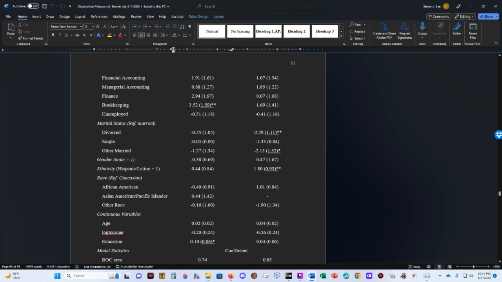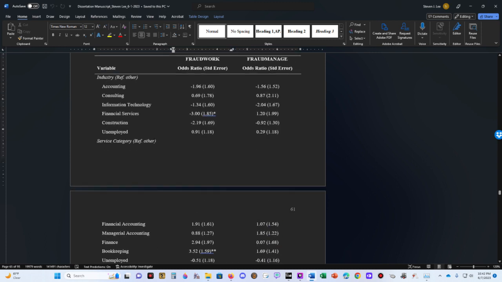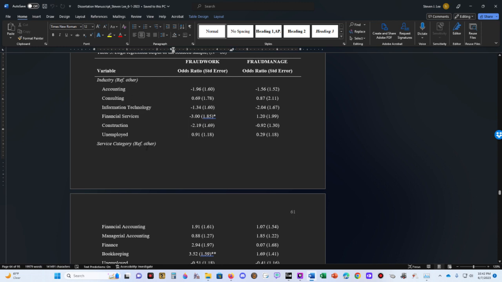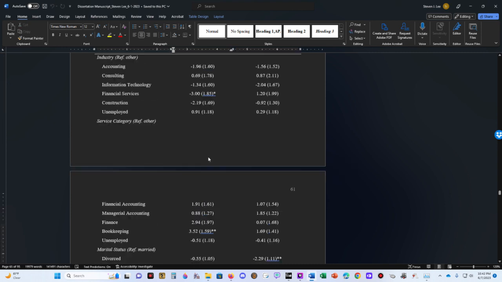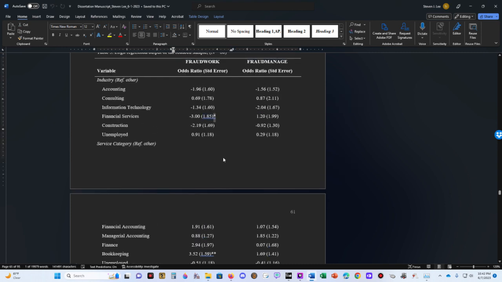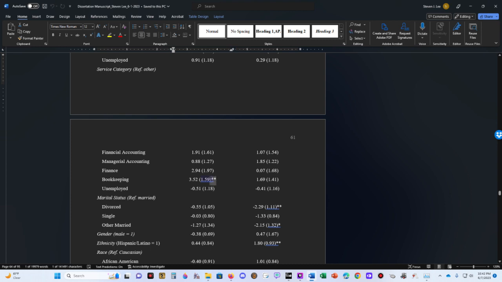Not surprising though is within the service category. So industry was this, right? This group, service category, this group. Bookkeepers were over 3.5 times more likely, right? And the first one was only significant at the 10% level. However, the bookkeeper is significant at the 5% level, right? This is what really matters. This is the gold standard, if you will. So bookkeepers are much more likely to engage in fraud.